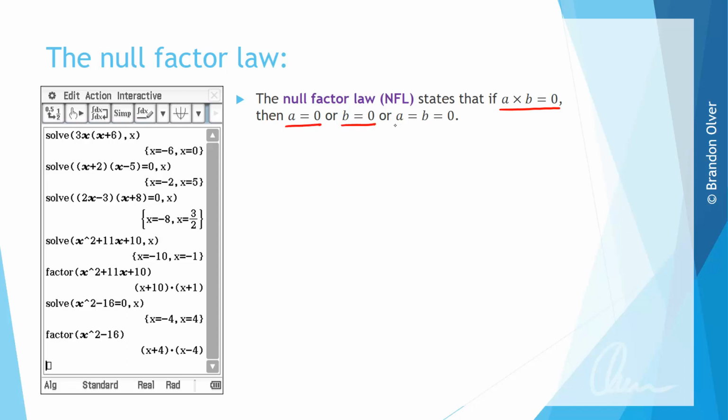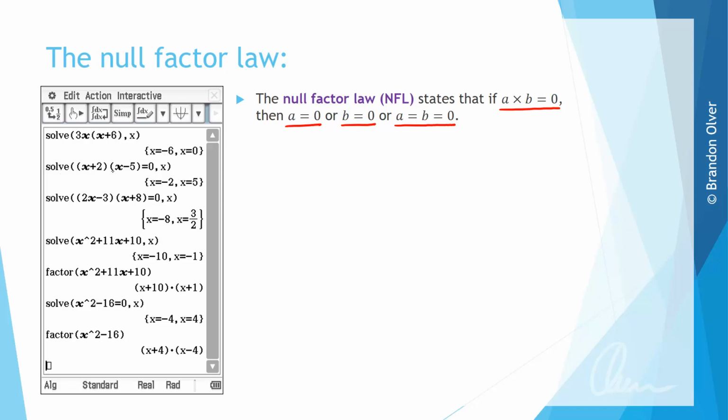then a could equal 0, b could equal 0, or a and b could both equal 0. As you can see from the CAS calculator screen shown on the left, when we solve an equation such as 3x times (x plus 6), either 3x could equal 0, in which case x equals 0, or x plus 6 could equal 0, in which case we would get x equals negative 6.